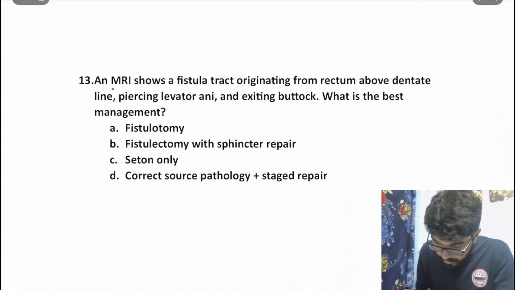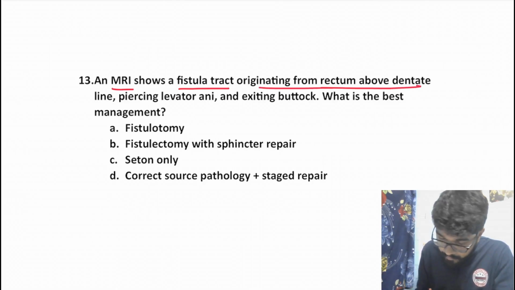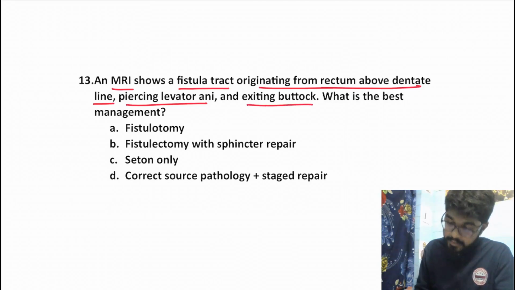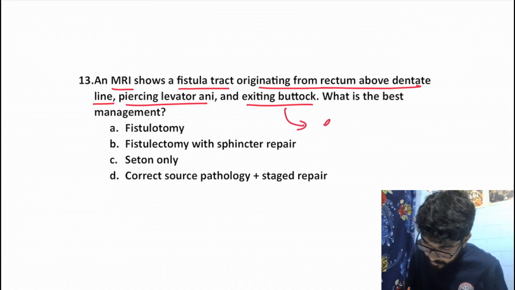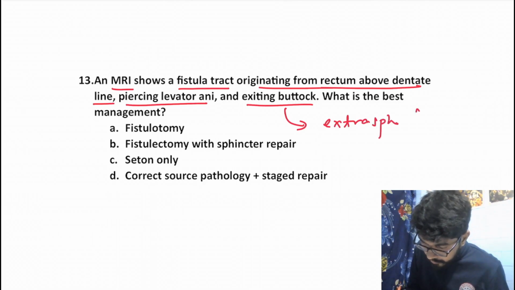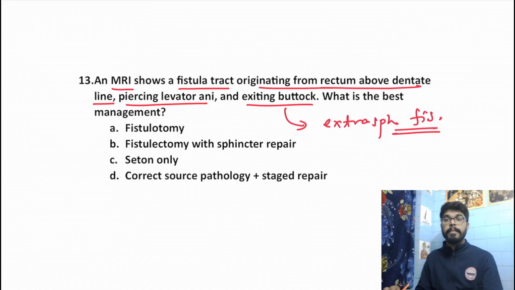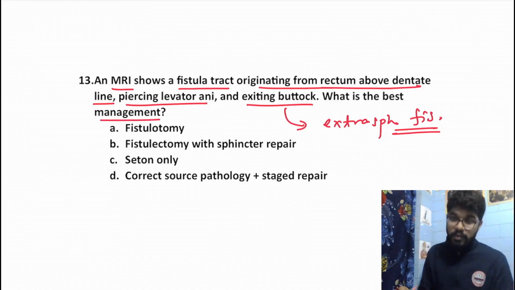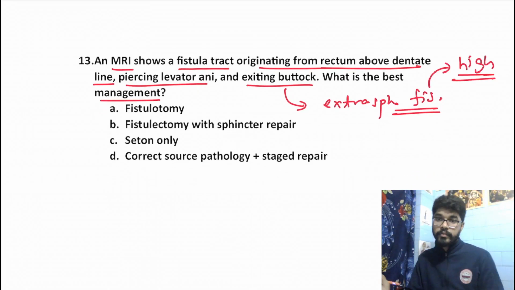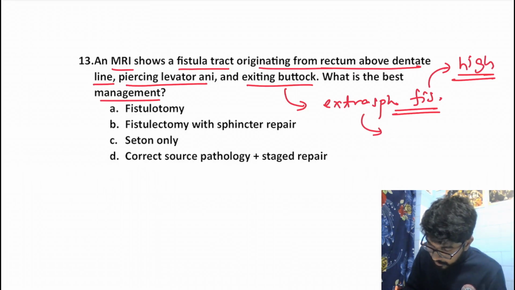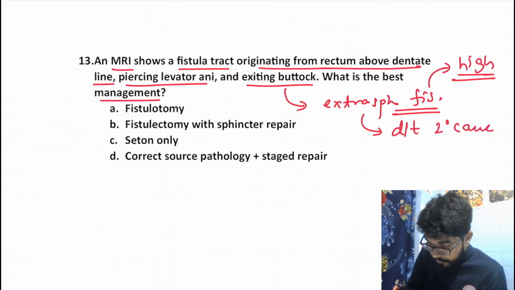An MRI shows a fistula tract originating from the rectum above the dentate line, piercing levator ani and exiting the buttock. Now from the given information, the tract is piercing the levator ani and is opening above the dentate line, so it is an extrasphincteric fistula. What is the best management? Important things that we know about extrasphincteric fistula is that, number one, it is a high-lying perianal fistula, and another thing is that it is almost always due to a secondary cause.